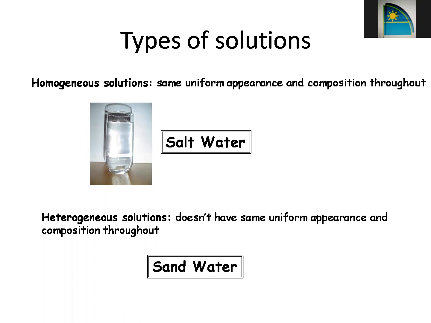Then we have to know what are the basic types of solutions. So we have two types of solutions: homogeneous solutions, which have same composition throughout the volume, for example, salt water. And then we have heterogeneous solutions, which do not have uniform appearance or composition throughout the volume of the solution. For example, sand water. Some sand will settle down in the bottom, some sand will be still floating on the top of the solution. So that will be non-uniform composition.